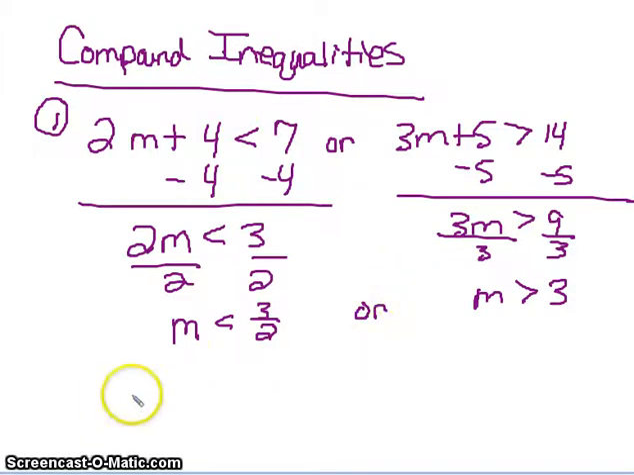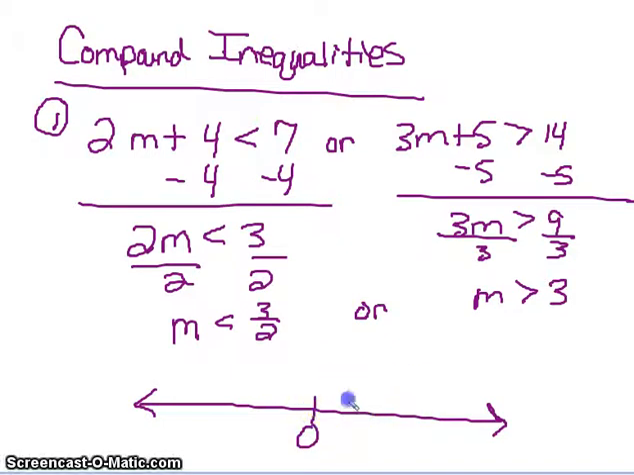Now, I am going to draw a really bad number line. I'm going to put my 0 in the middle. And I've got 1, 2, 3, 4. If I go to 3/2, which is going to be in between 1 and 2, right? Because 3/2 is the same as 1.5. We are going to have an open circle. And I've got m is less than 3/2. So 0 is less than 3/2. So we're going in this direction.